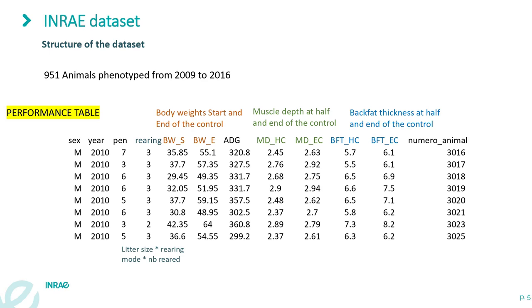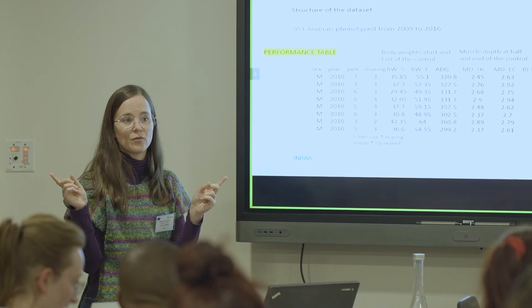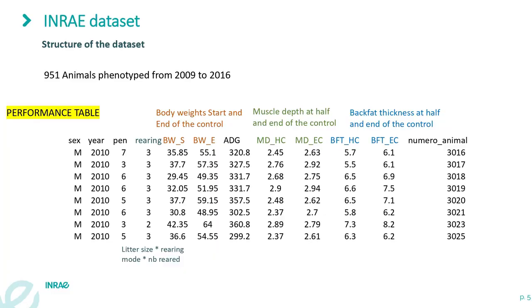So the first are fixed effects. So the year, the pen. Here it's a fixed effect which is rearing. In fact, it's a sort of summary of what happens before the trial of a feed intake recording. So it's a combination of litter size, the rearing mode, either artificial suckling or maternal suckling, and the number reared per ewe if they are fed maternally.